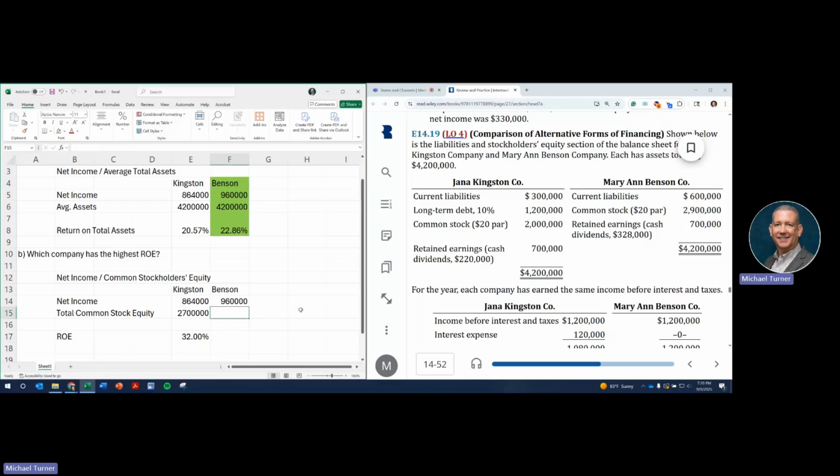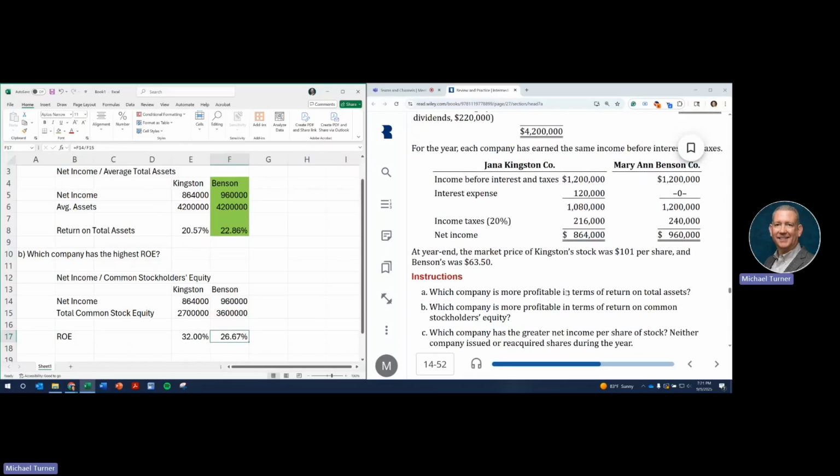For Benson, their net income is $960,000, and their owner's equity is $2.9 million of common stock, plus $700,000 of retained earnings, for a total of $3.6 million of total common stockholders' equity. Their return divided by total common stockholders' equity for Benson is about 2.67%.